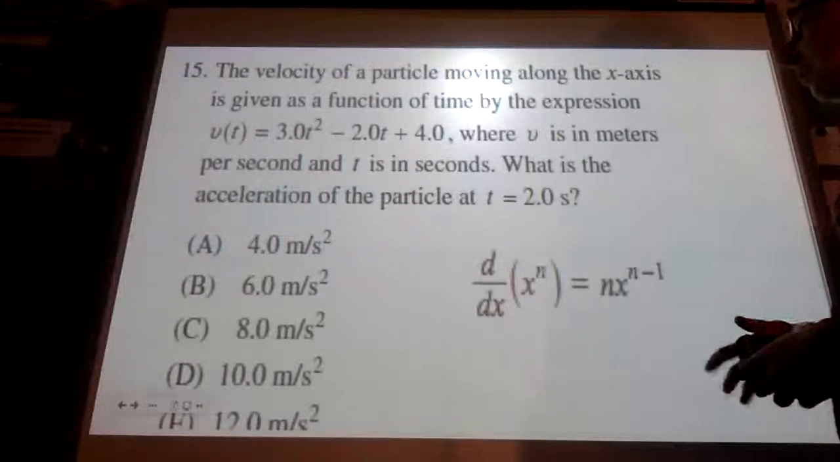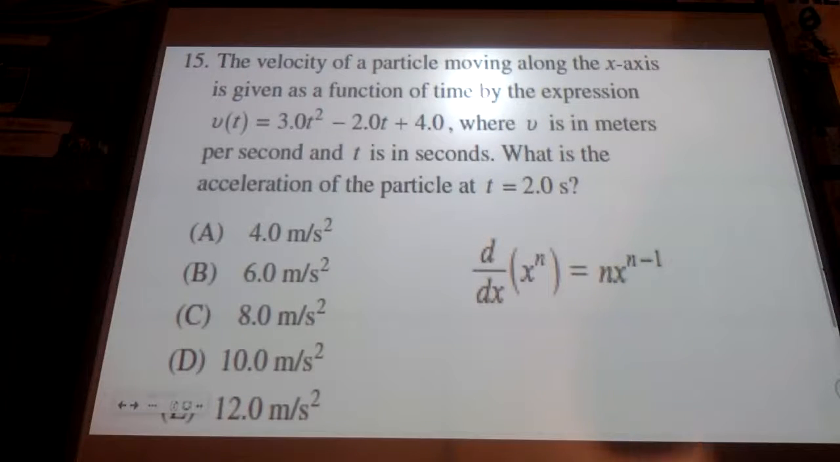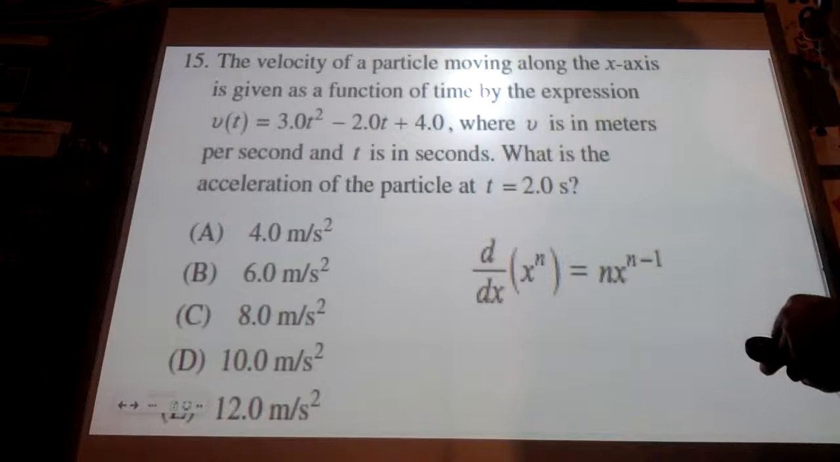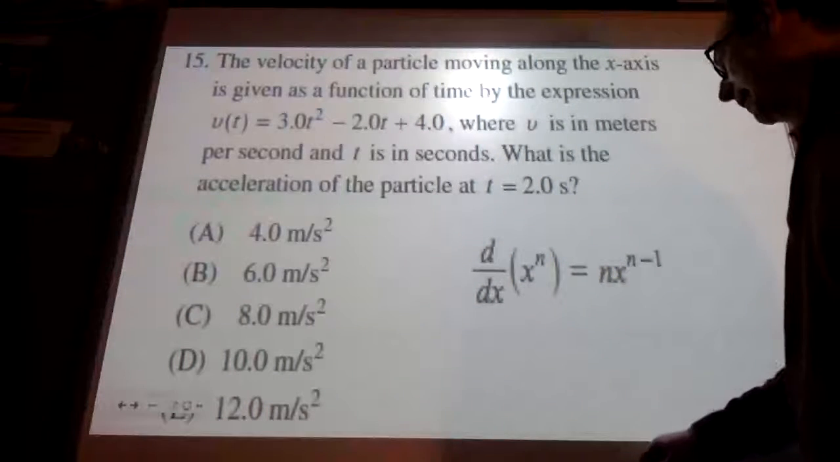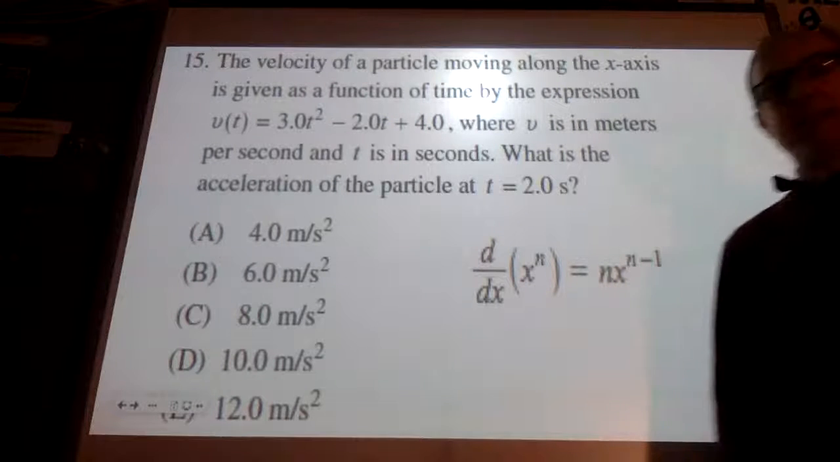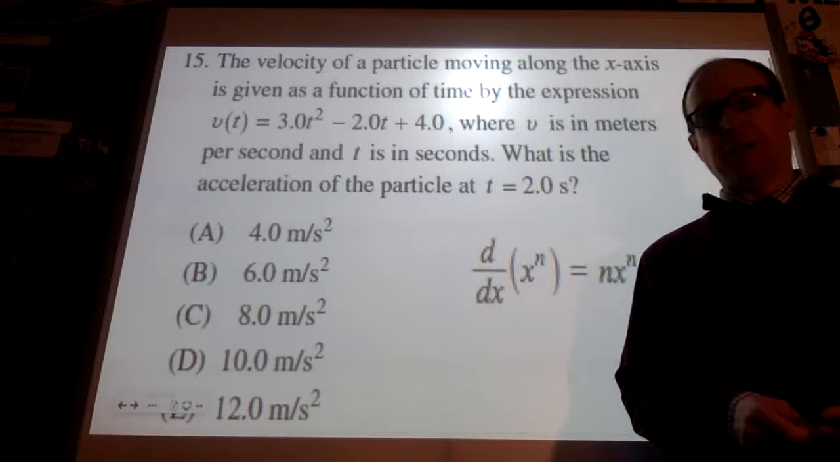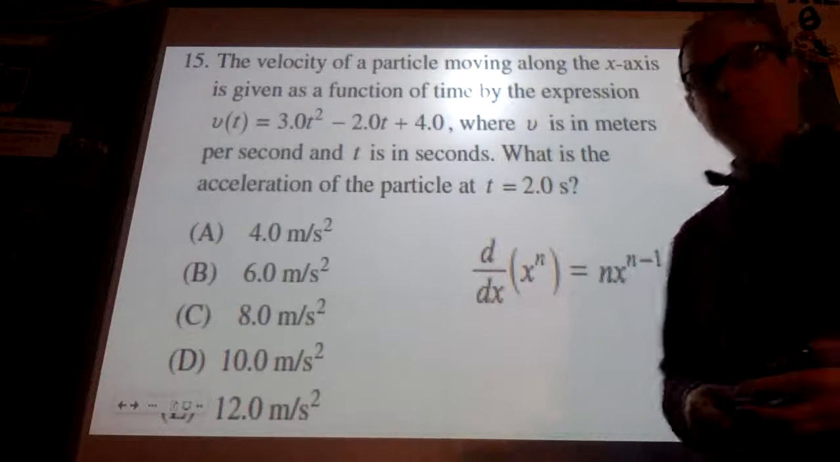This is a problem from the AP exam. The velocity of a particle moving along the x-axis is given as a function of time by the expression v of t equals 3t squared minus 2t plus 4, where v is in meters per second and t is in seconds. What is the acceleration of the particle at t equals 2 seconds? And again, this is what's given to you on your equation sheets. You're not only given the physics equations, but they give you the calculus that you need to solve. You just need to know how to use it.